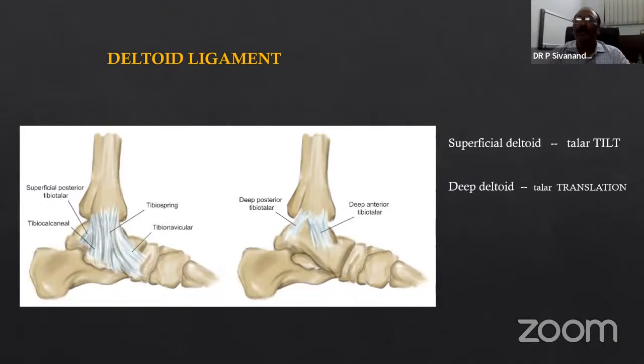If the deep deltoid ligament is disrupted along with the superficial one, then you will get talar translation. If only the superficial deltoid ligament is ruptured, then you will get only talar tilt, but no translation. Tilt and translation can change the biomechanics in the ankle, and ultimately it can lead to arthritis. Whether these ligaments should be repaired or not is a matter of debate. There is a huge debate going on about when to repair them, and we will discuss that.